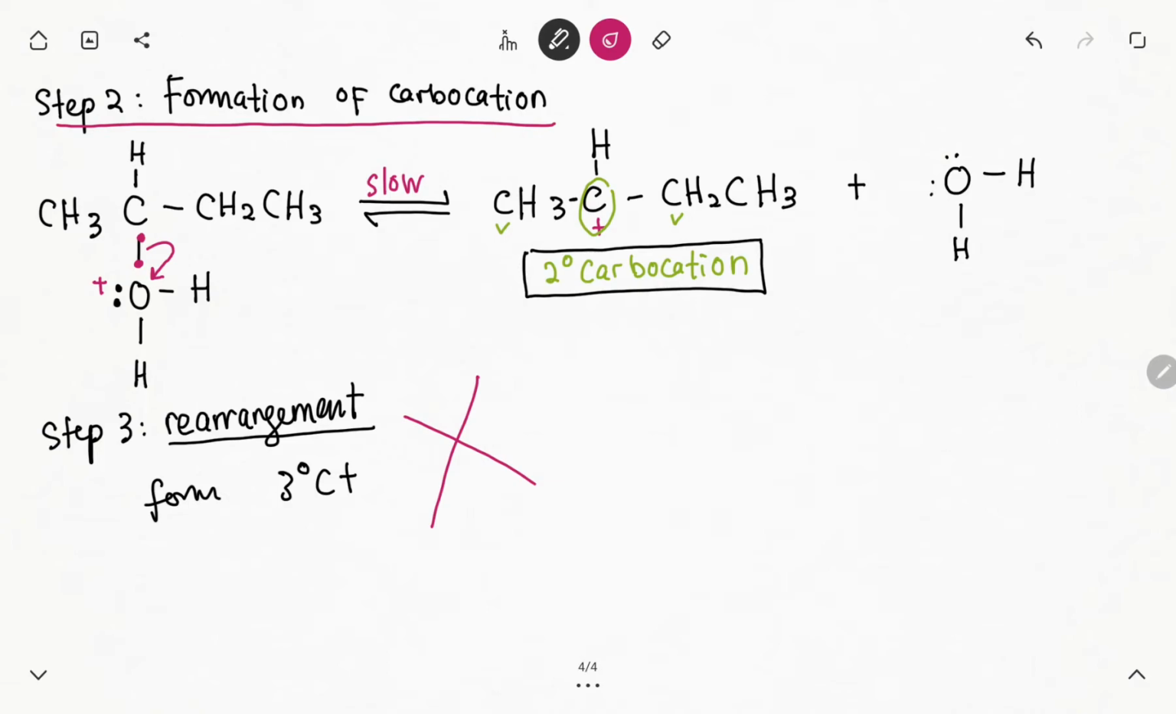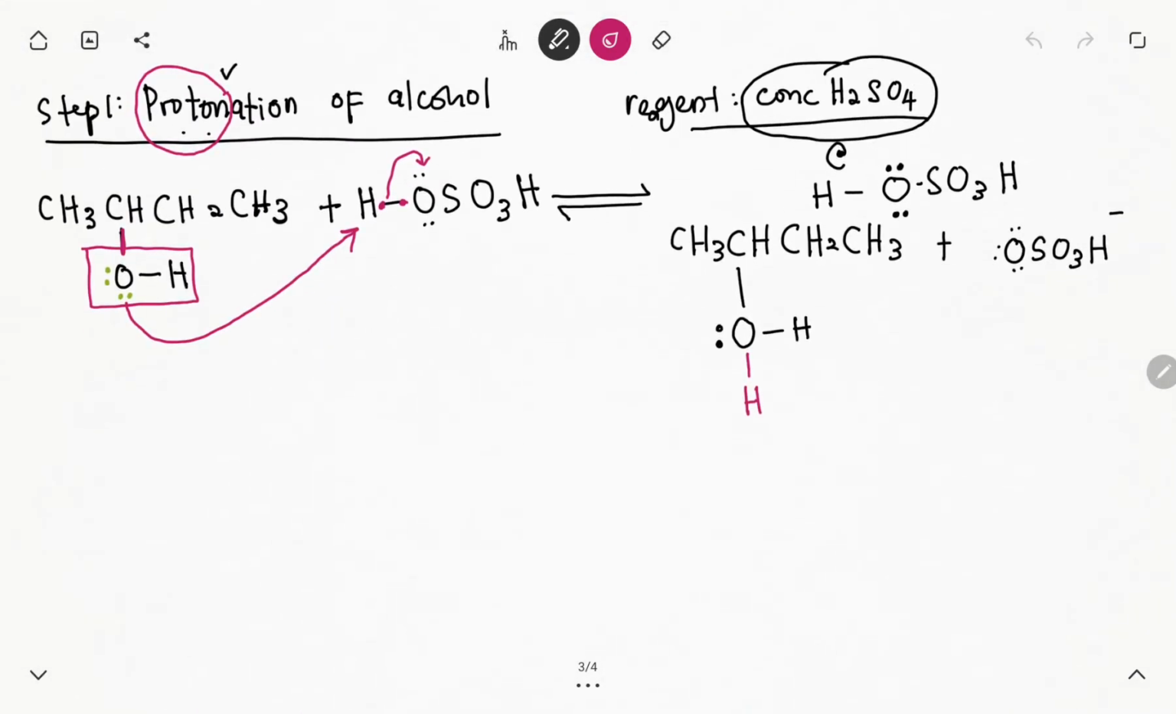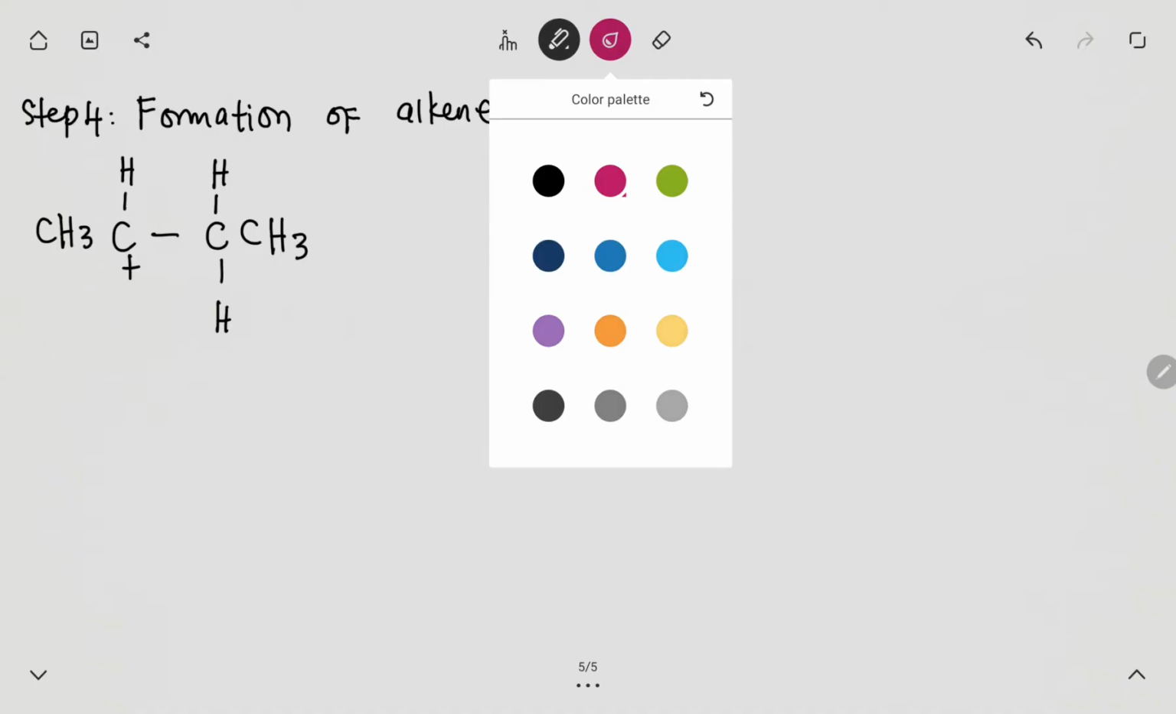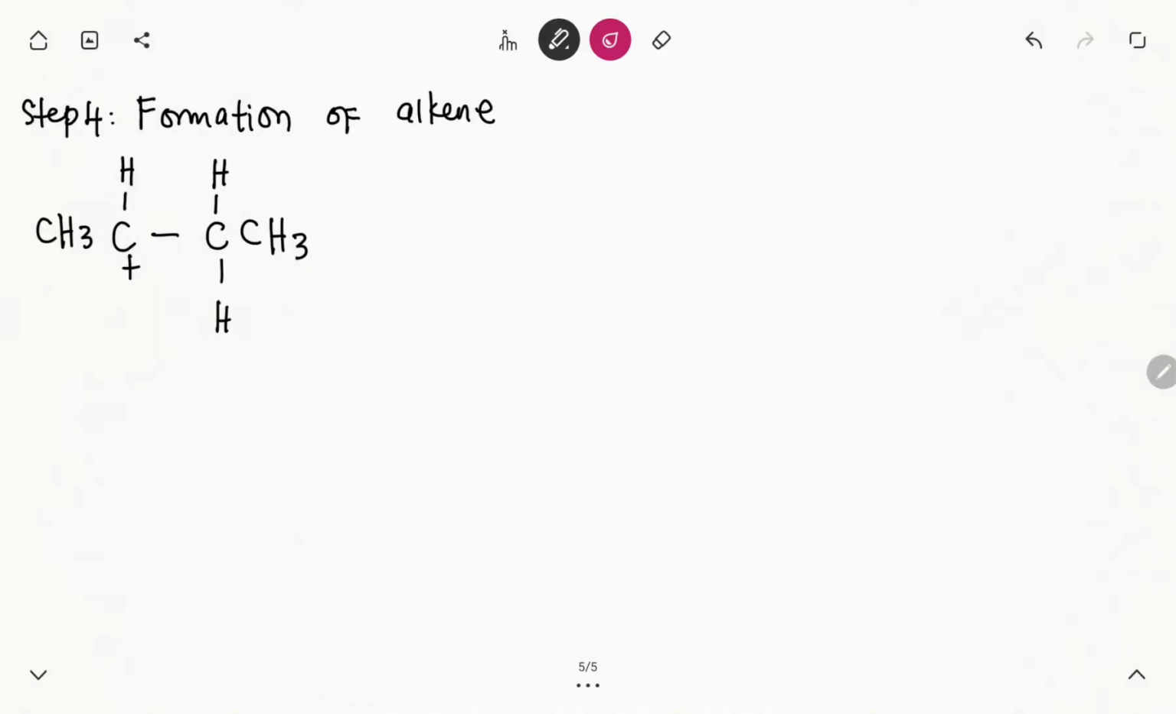But before we proceed to step number 4, we recall step number 1. Remember we have a positive charge at this oxygen because the oxygen here is short of electrons. So now we focus on step number 4, which is the formation of the alkene.